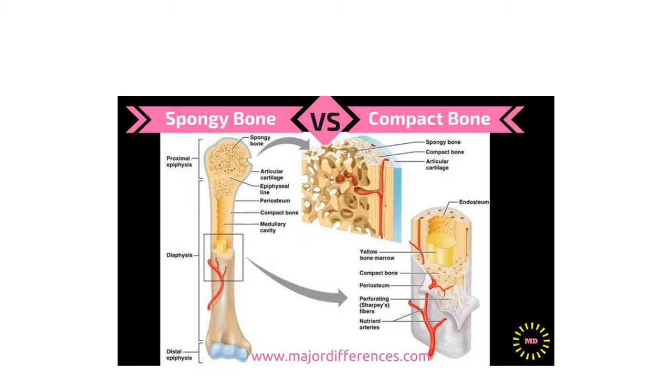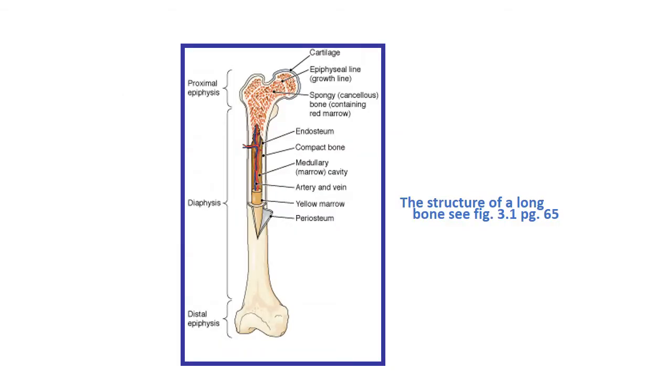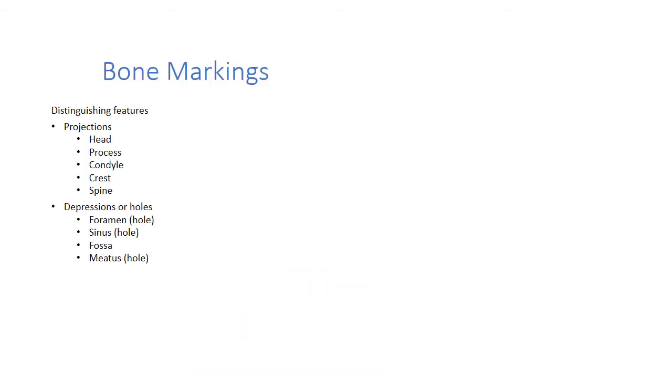Okay, let's talk a little bit about bone markings. You can find these on page 66 under the heading Anatomic Landmarks of Bones. We have projections, for example, the head of a bone, a process, condyle, crest, or spine. Let's talk about a process. A process is usually a projection from the surface of a bone that serves as an attachment for a muscle or tendon. The textbook gives you an example as the mastoid process.